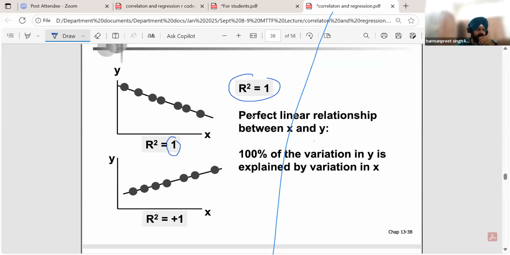Can anybody tell me what the reason behind it is? In real life, we do not want R square to be equal to 1, or 100%. What's the reason?